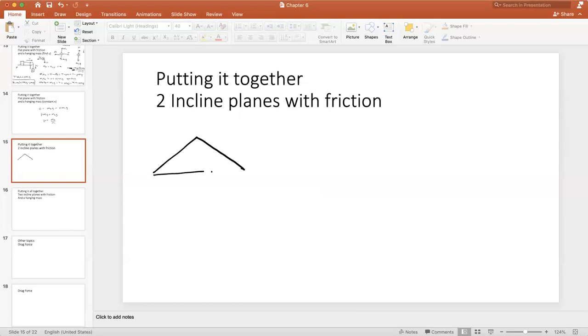We have two different incline planes. One is at, let me actually grab my notes on it. I definitely don't want to do all of this stuff.